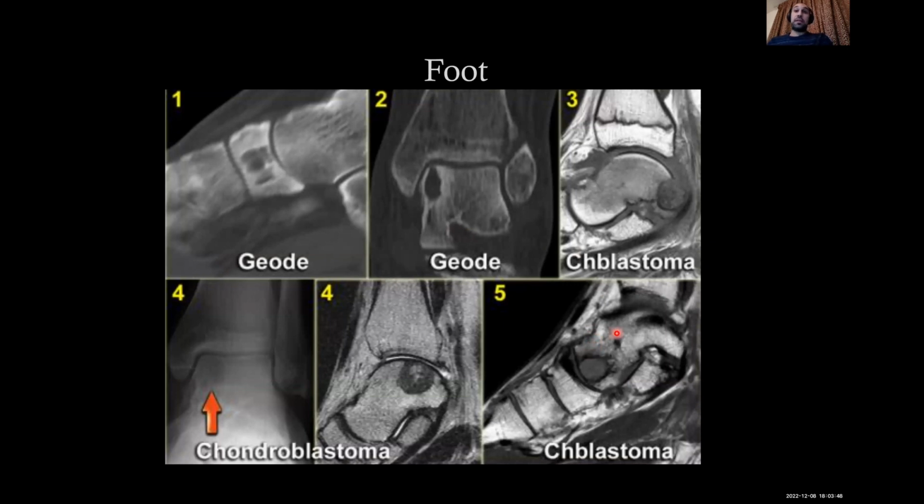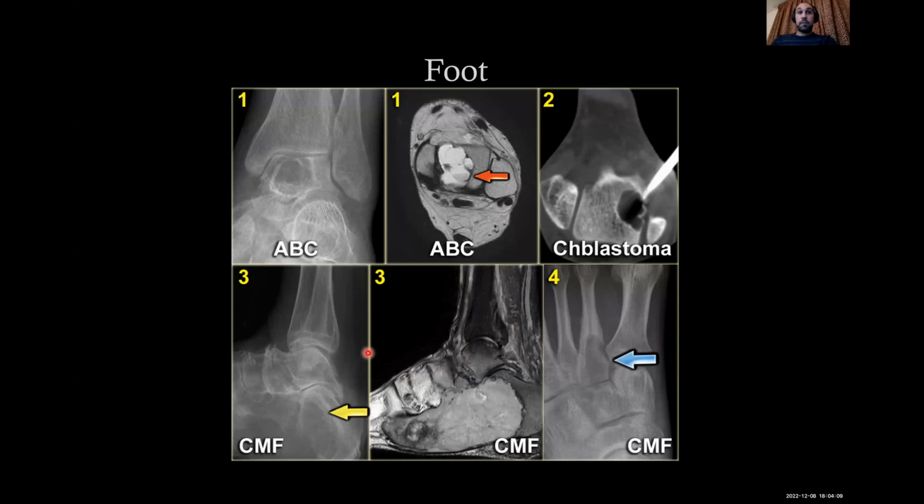Another example in the foot. This is just a collection for the pathology in the foot: osteochondral defect, geode, chondroblastoma, the equivalent, this Stieda process, geode. Okay, and this geode. And here aneurysmal bone cyst, here is chondroblastoma, this chondromyxoid fibroma, large lytic lesion, hypervascular lesion, okay.